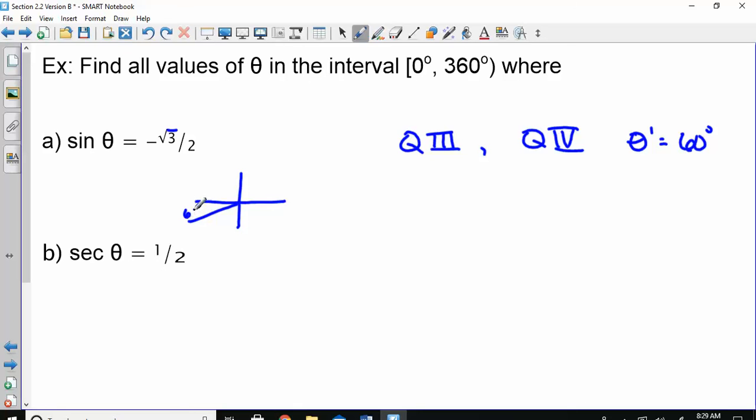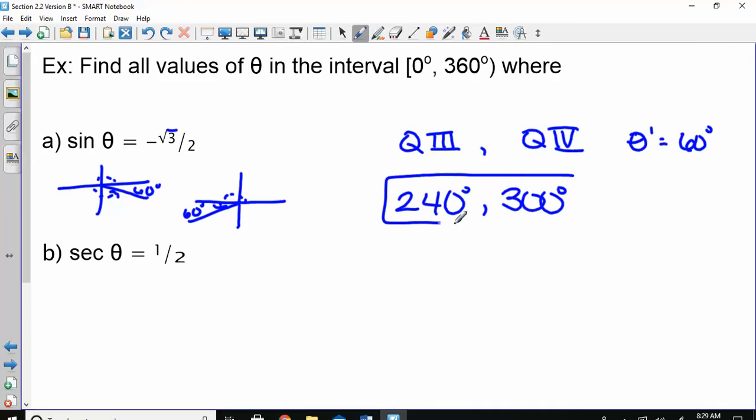if this little angle were 60 degrees, what would the whole thing be? Yeah, you'd have to do 180 plus 60, so that's 240 degrees. In quadrant 4, if this angle were 60, what would this whole thing be? 300. And that's our final answer.